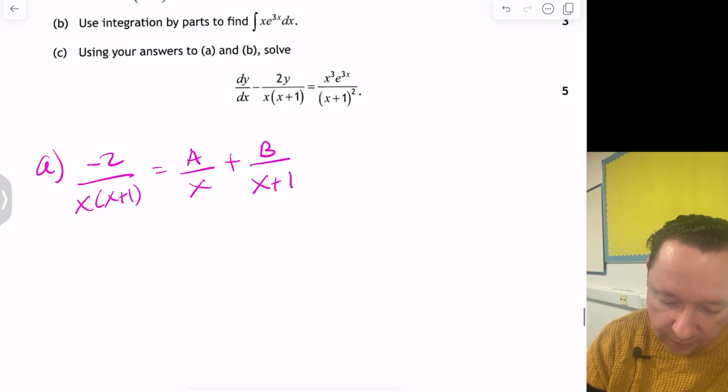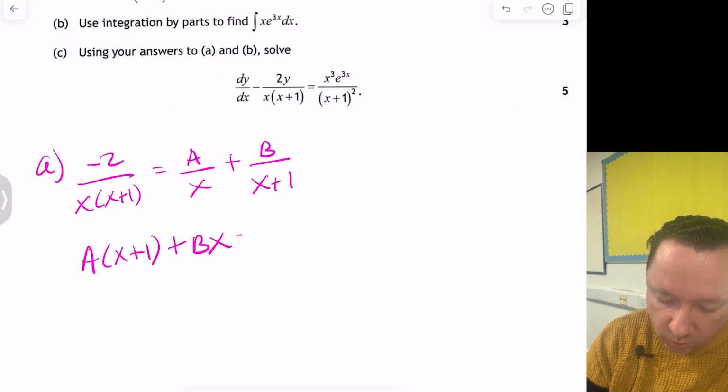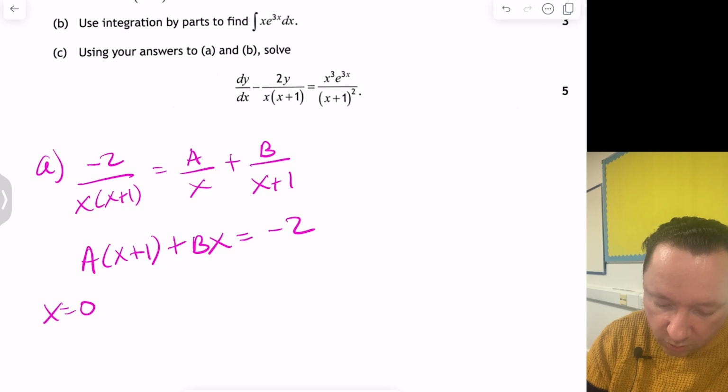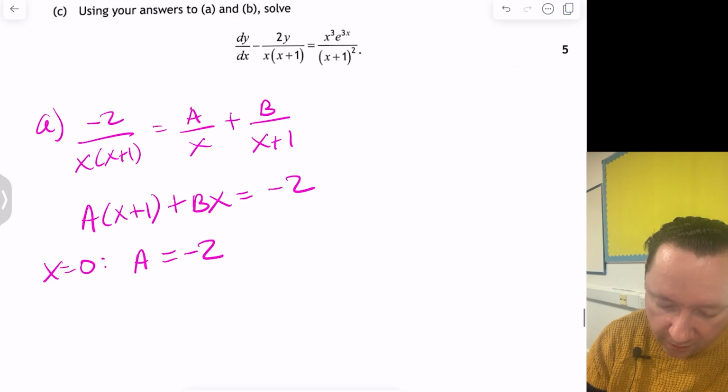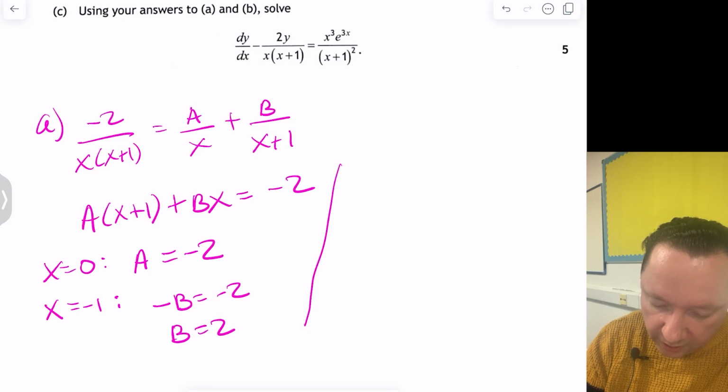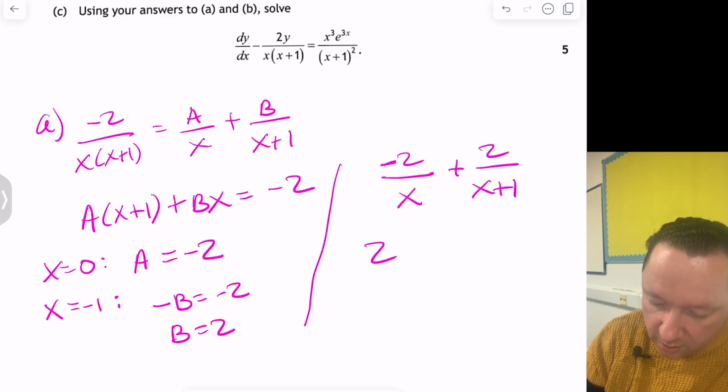So that means that a(x plus 1) and bx equals negative 2. So when x equals 0, we get 0 plus 1 is 1, a equals minus 2. And then when x equals minus 1, that's 0, we get minus b equals minus 2, so b is equal to 2. So our partial fractions are a, which is minus 2, over x, plus b, which is 2 over x plus 1, or if you prefer, 2 over x plus 1 minus 2 over x, if you like the look of that better.